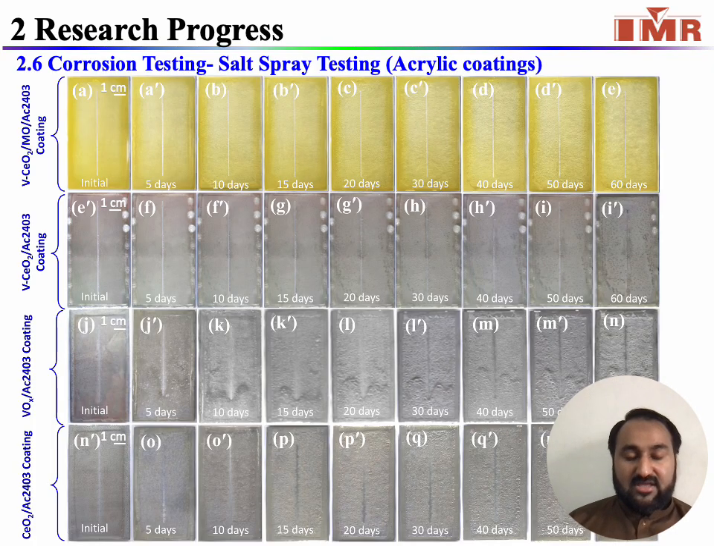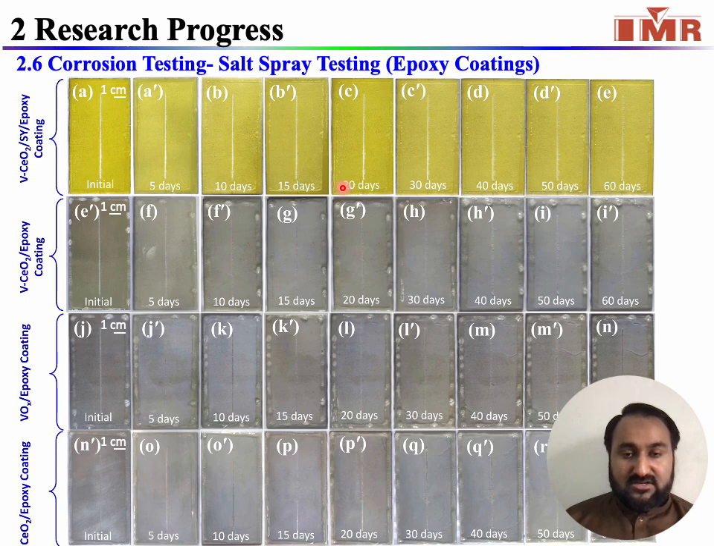In the final stage, we have also performed the corrosion salt spray testing. In these acrylic coatings, we can see that our main colored coating shows very few corrosion effects after several days. And when we performed it without any color, it also shows negligible corrosion effect even after 60 days. But in the case of control coatings, we can see that the coatings were destroyed just after a few days, and many blisters appeared on these coatings, which fail against the corrosion effect.